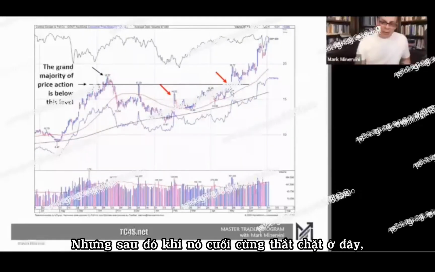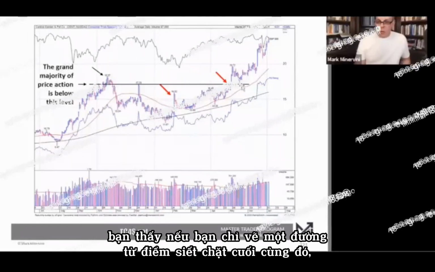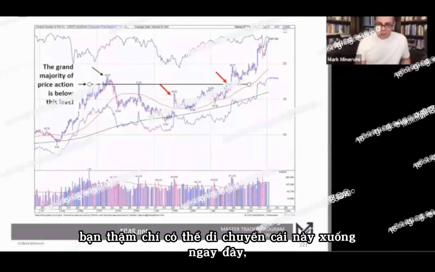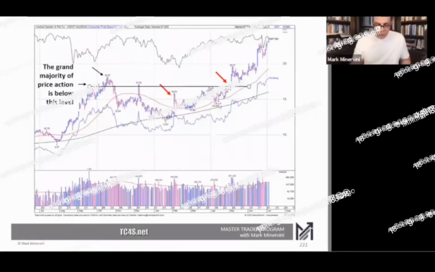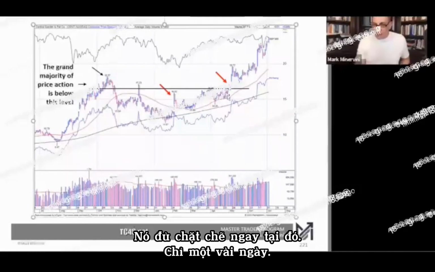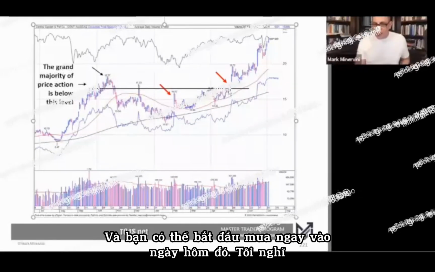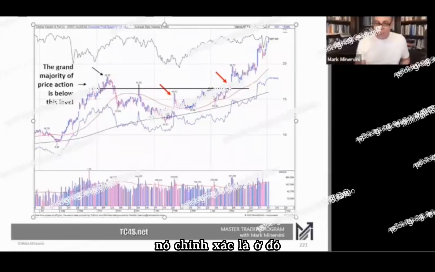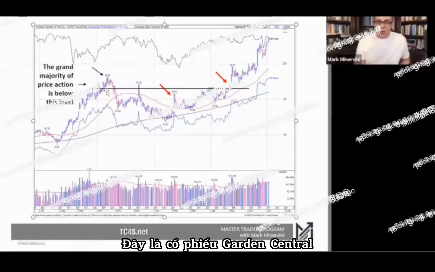But then when it finally tightens up here, you see if you just draw a line from that last tightening, that buy point, you could even move this down right here. That's actually fine right here. Whoops, sorry about that. Move that down right here. That's tight enough right there, just a couple days. And you can start buying right on that day. I think that's actually where we're supposed to be. And again, this was Central Garden, CENT.